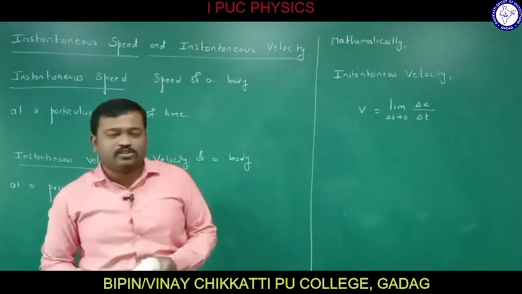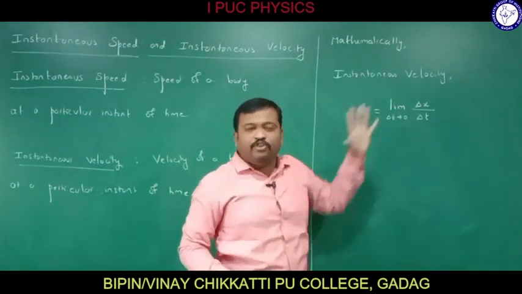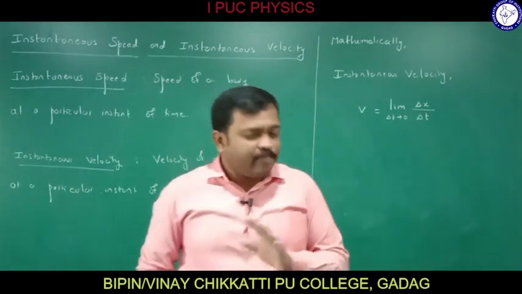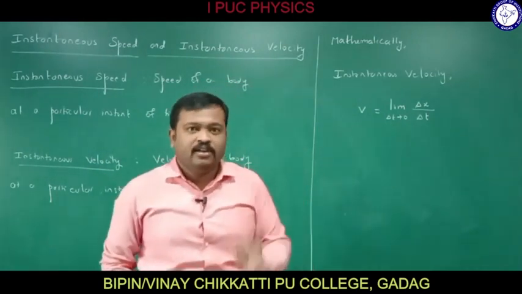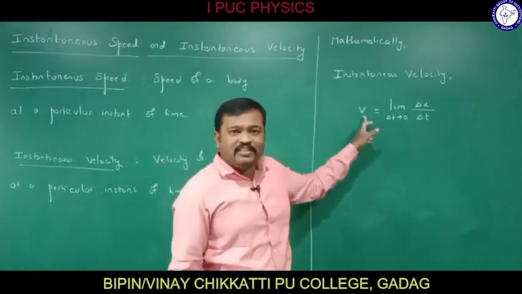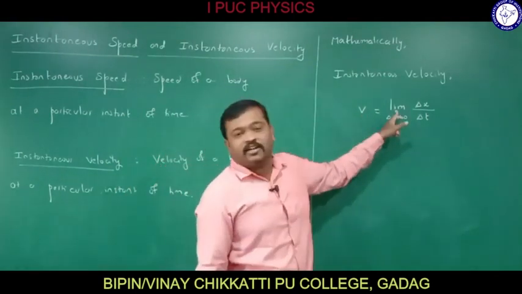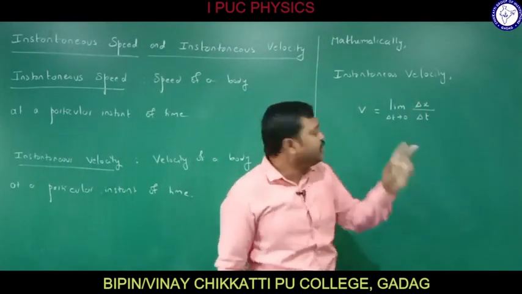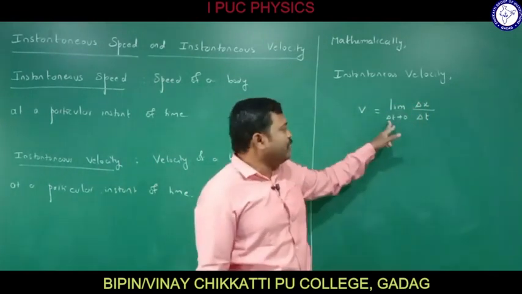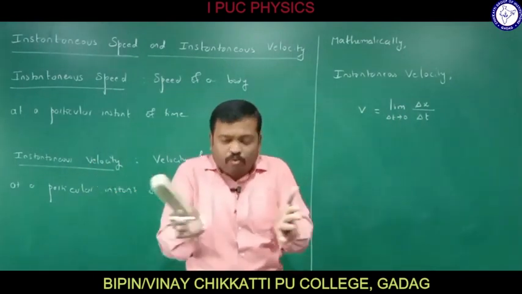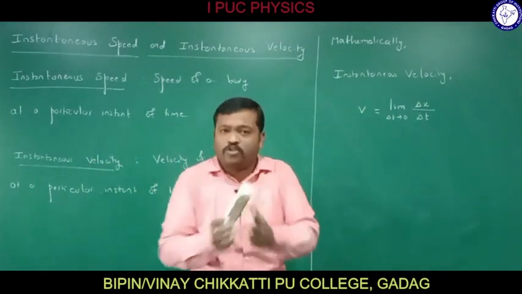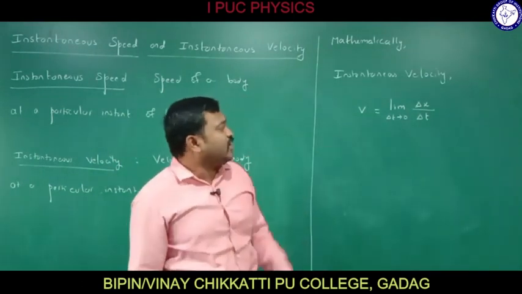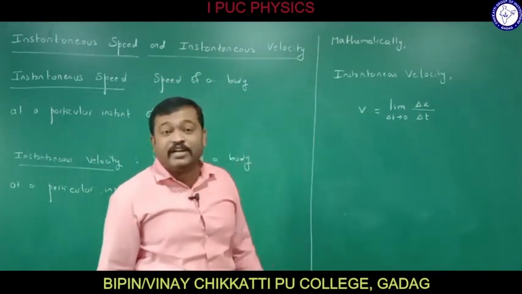Instantaneous velocity is the limit. You will be using this function in mathematics, and you will learn limits in much more detail there. So what is instantaneous velocity? It is defined as the limit of the average velocity as the time interval tends to 0. At a particular instant I want it, so the time interval tends to 0. So V is equal to the limit of delta x divided by delta t as delta t tends to 0.